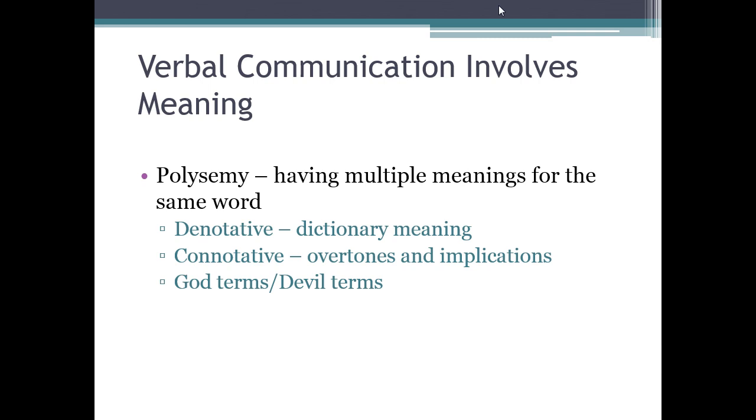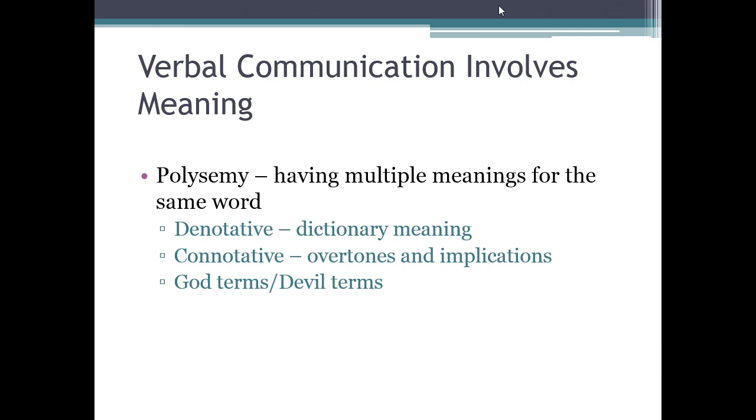Now, there are two kinds. They are denotative and connotative meanings. Now, the word polysemy, which is not something we use a lot, recognizes there are multiple meanings given to the same word. You find that just about everything. There are many things that have more than one meaning depending on who you're talking to.